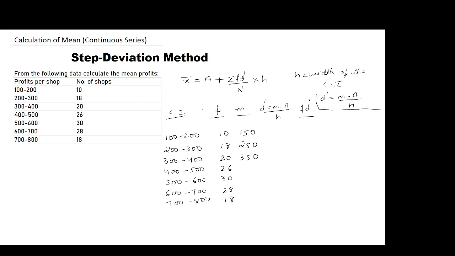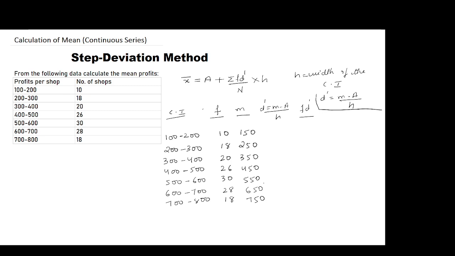500 plus 400 is 900, 900 divided by 2 is 450. 600 plus 500 is 1100, 1100 divided by 2 is 550. 700 plus 600 is 1300, 1300 divided by 2 is 650. 800 plus 700 is 1500 divided by 2 is 750. So this is the midpoint of class interval.